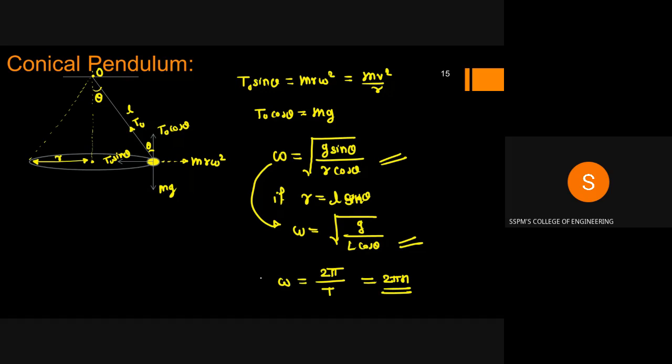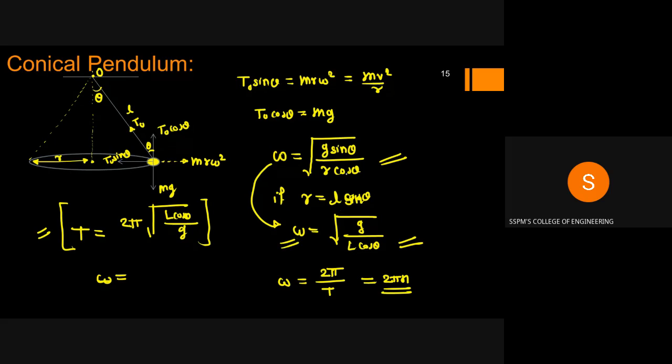So this T you can write as 2 pi into the square root of L cos theta upon g. So these are the equations for the conical pendulum. This is for the time period, and this is the angular velocity.